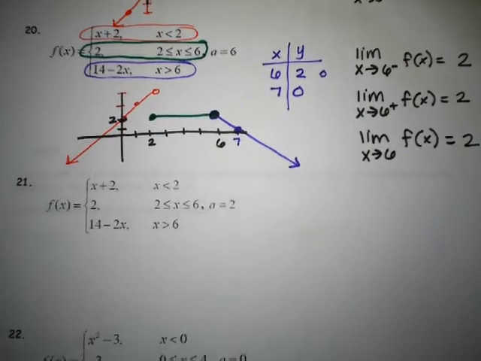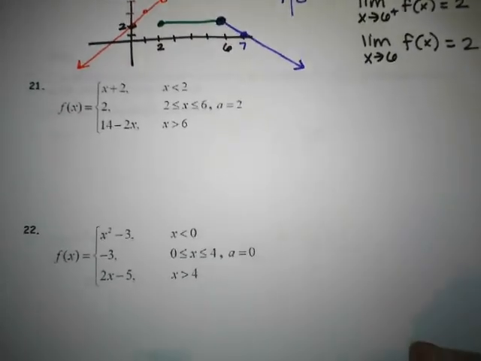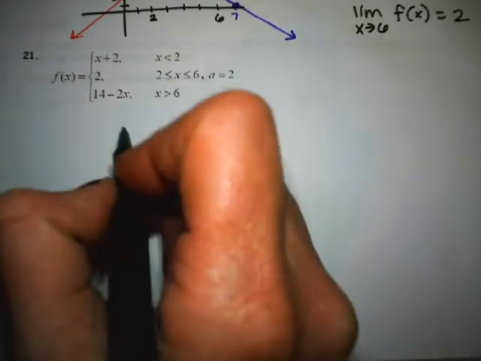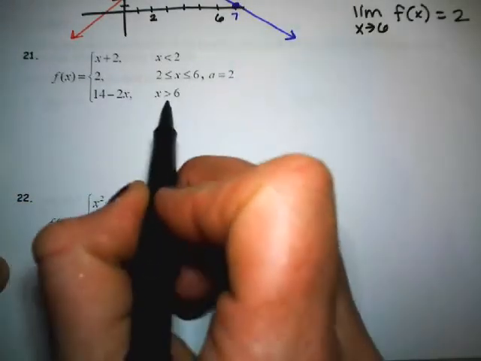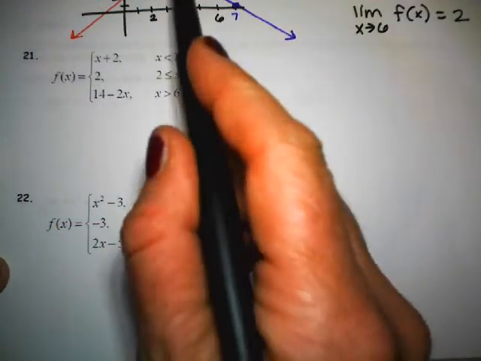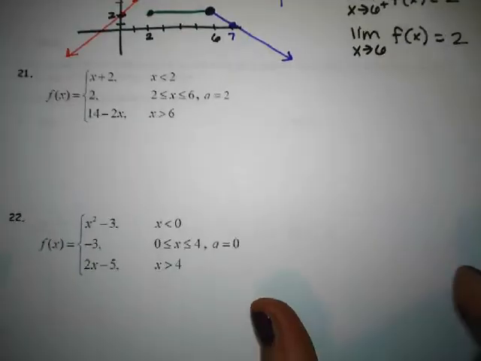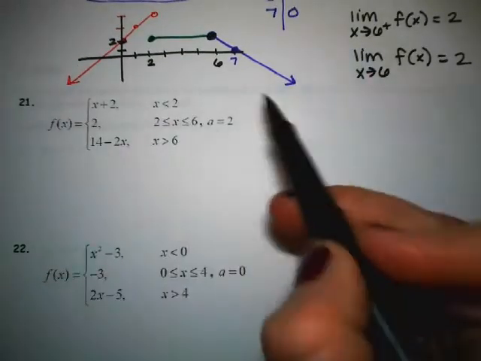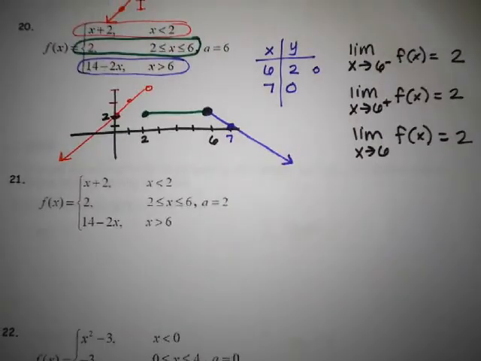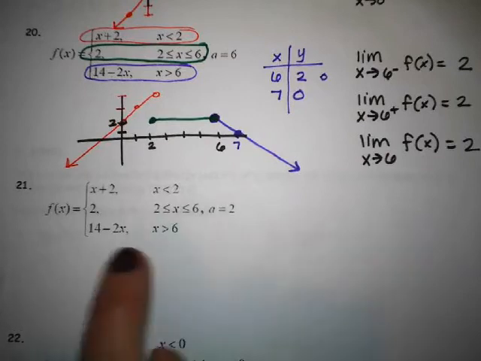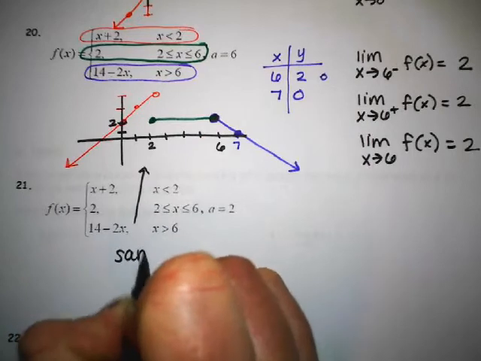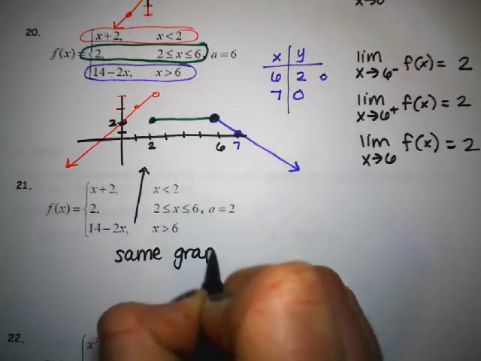Okay, let's try 21. Number 21, again, I have 3 pieces to my piecewise function. Actually, I'm noticing that number 21 and number 20 are exactly the same. So you guys get a little break here. Number 21 and 20 are, oh, they're not exactly the same. I take that back. If you look closely, 20 and 21's equations are the same, which is nice because it's going to be the same graph as above.